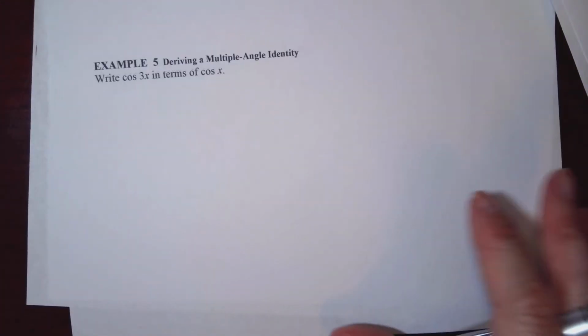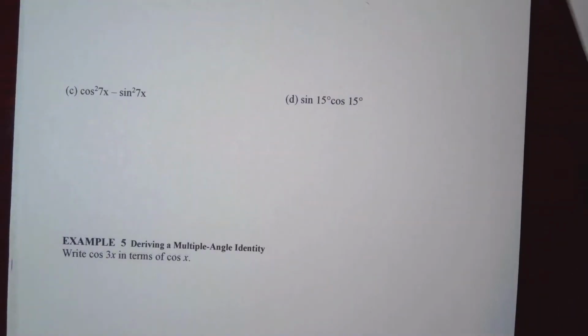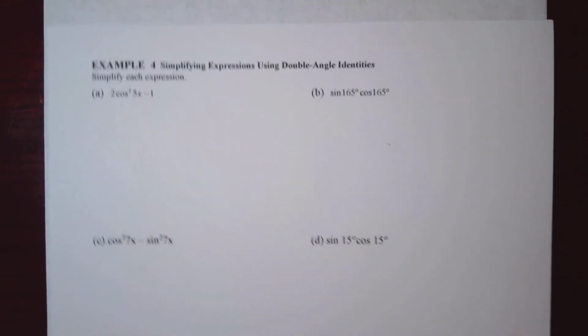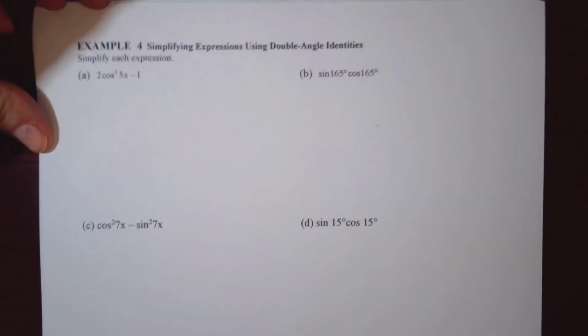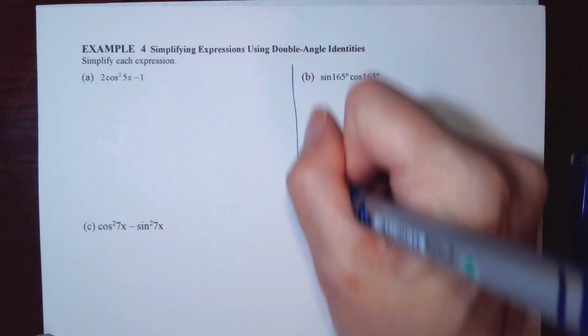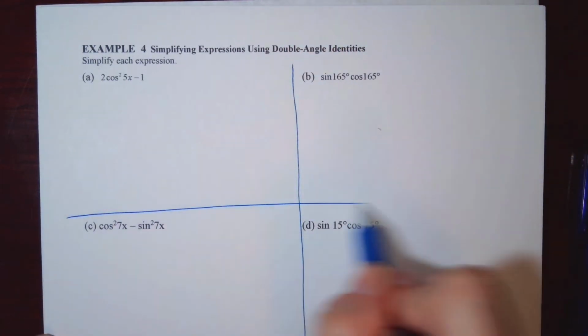Please take advantage of that pause button. Anytime you need to pause, go back over, reconsider, re-listen to an explanation. We're going to spend a little bit of time practicing simplifying expressions using double angle identities. There's 4 examples here because these go really quickly. For example, letter A.